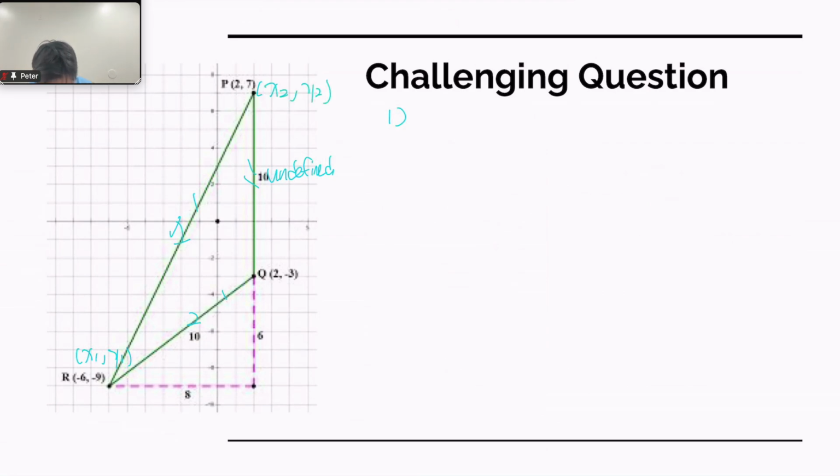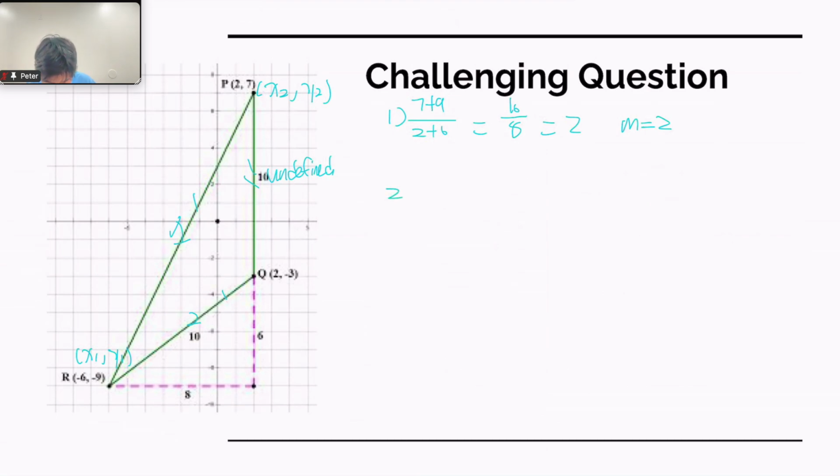2, 7. So we plug in the formula. It will be y2 minus y1, which is 7 minus negative 9, which is plus 9, over 2 minus negative 6, which is 2 plus 6. This will be 16 over 8, which is 2. So for number 1, the slope is 2. M equals 2. M is simply the slope.